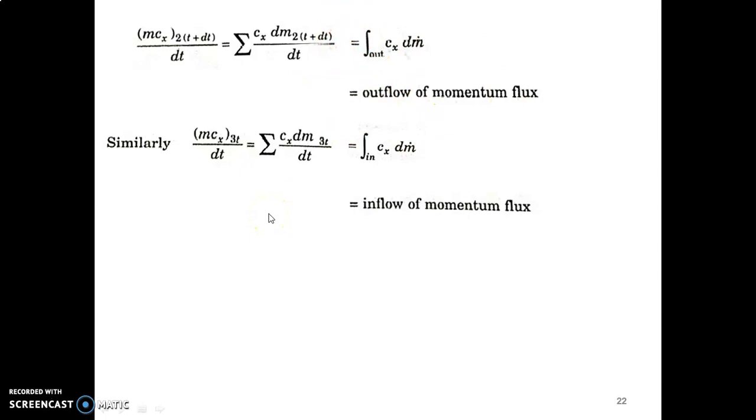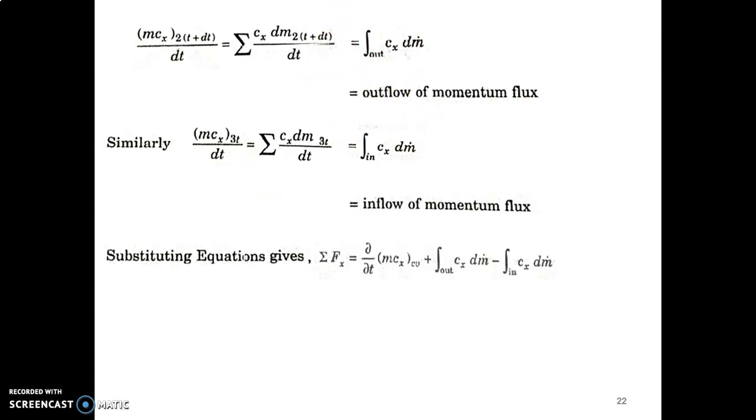Now we will be substituting all these changes in our initial form of Newton's second law of motion. So delta fx is actually a combination of all these changes. Dou by dou t of mcx control volume. This is the rate of change of momentum in control volume, plus outflow. Outflow is positive here, then minus inflow. Inflow is negative here. Note that outflow of the momentum flux is positive in this case, and inflow of momentum flux is negative in this case.